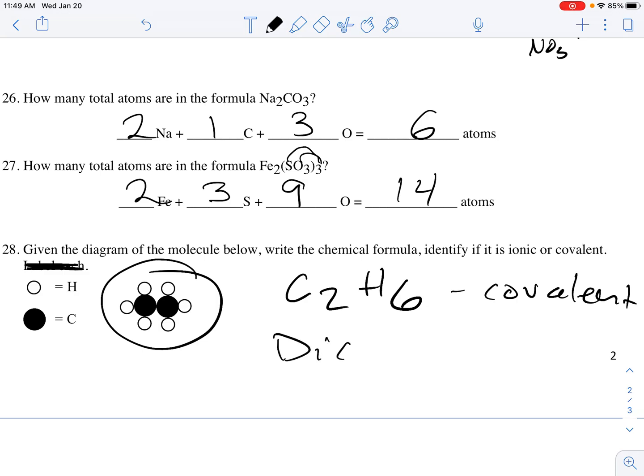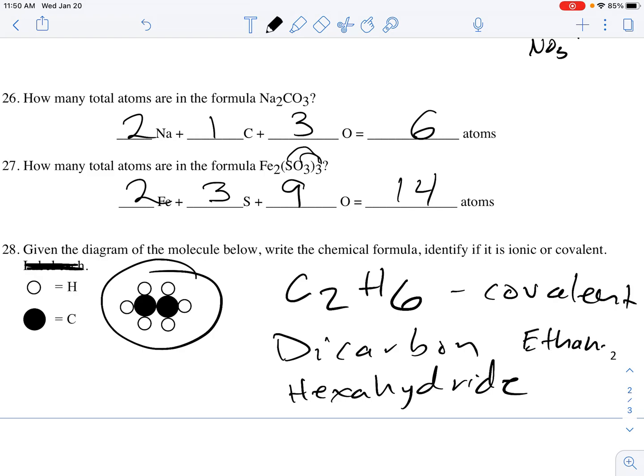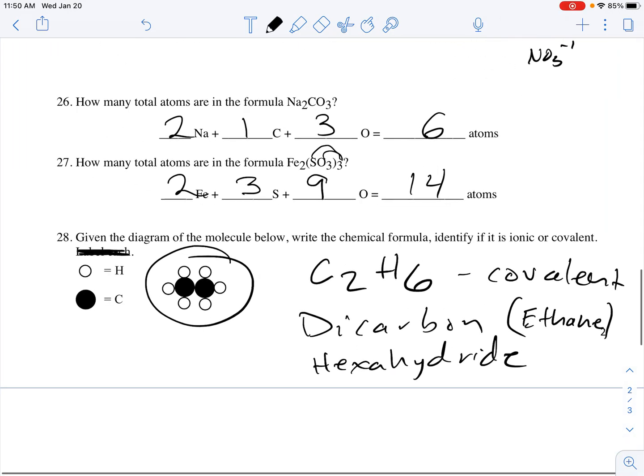So it'd be dicarbon hexahydride. And if you remember from our organic chemistry, it's also 2 carbons, so this would be also ethane, would be an acceptable name as well. And that's it. That's what we got here.